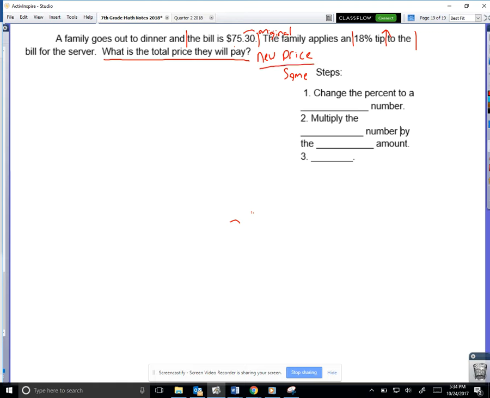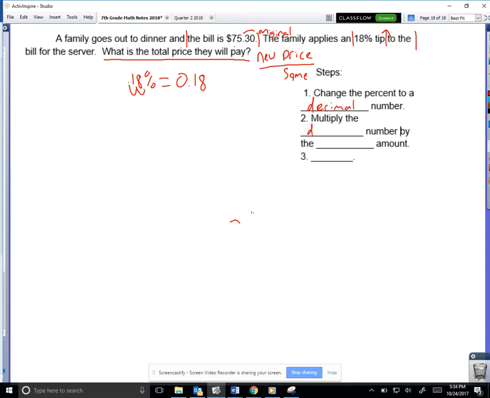Okay, step number one, just like before, we're going to change the percent to a decimal number. Okay, so I'm going to take 18%. It does not have a decimal point, so put a decimal point at the end of that number. Move it over 2 places. It's going to go right there. 18% is going to turn into 0.18. All right, did step number one.